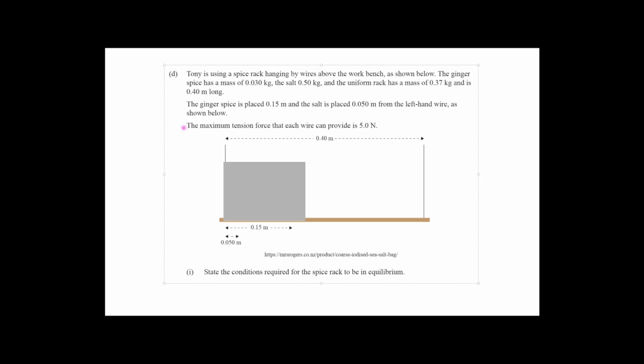From the left hand side as shown above, the maximum tension force that each wire can provide is 10 newtons. State the conditions required for the spice rack to be in equilibrium. Well, there's two things that are required for it to be in equilibrium. First thing is that all the forces going down from gravity must equal all of the forces going up. Otherwise, this thing would plunge to the ground, or if the normal force was greater than the gravitational force, it would be kind of floating away. It's not, it's staying right where it is. So that must be the first condition.